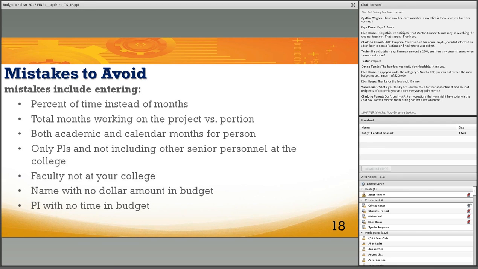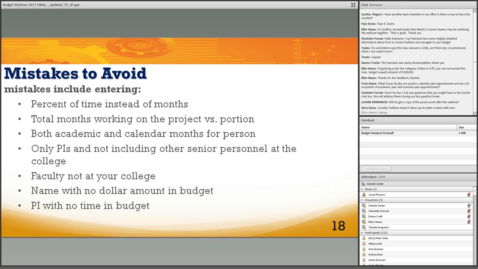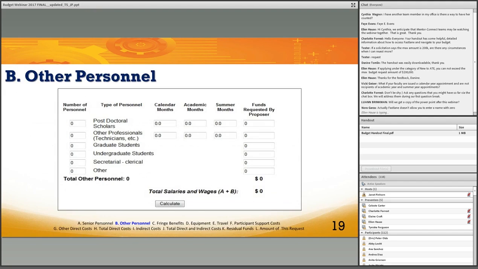You want only your principal investigators and other senior personnel that are at your college. You don't want to include faculty who are not at your college. That brings up something else we'll discuss, which is a subaward. And you don't want to have someone's name there with a $0 amount in the budget. There's another way that you can discuss someone who will provide work on the project, but that you are not requesting funds for. So I think those are some of the mistakes you want to avoid. So if we can have the next slide, I'll turn it back over to Elaine.